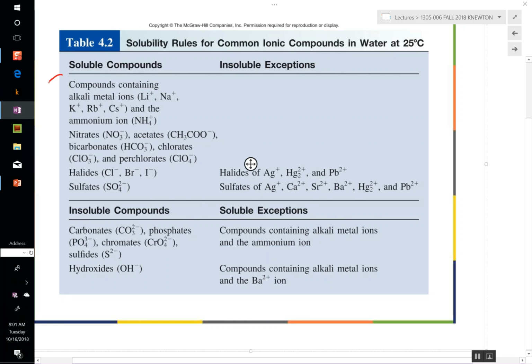So right here is the first major portion. These kinds of compounds are generally soluble in water. Which ones? So here's your first group right here. Here's your second group, your third group, and your fourth group up here. So what is this saying? Any compound containing the alkali metal, any salt of an alkali metal. What do we mean by that?